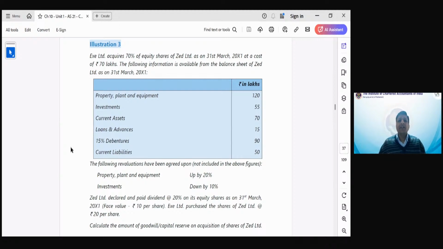So PP is given, and investments. These are the investments of the subsidiary, not the holding company. Okay. Current assets, loans, advances, then some liabilities. Debentures are there, current liabilities are there. Okay. Following revaluations have been agreed upon, and the revaluations have not been included in the above figures. PP to be revalued upwards 20%. Investment to be revalued downwards 10%. All right, so we'll do that. No worries.